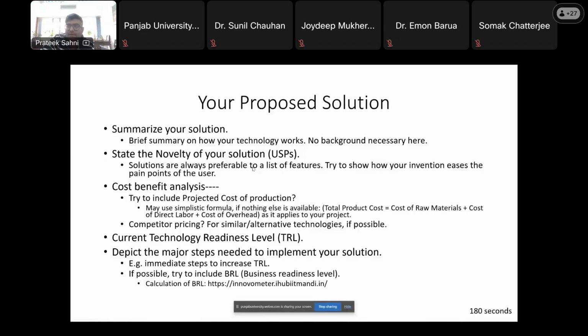Take, let us say, a dishwasher. A dishwasher is not something that washes your dishes. From a marketing perspective, a dishwasher saves you time and effort. Saving of time and effort in this case is the solution that you are providing, not the washing of dishes. Now, cost benefit analysis requires you to find what sort of costs are involved in your product.